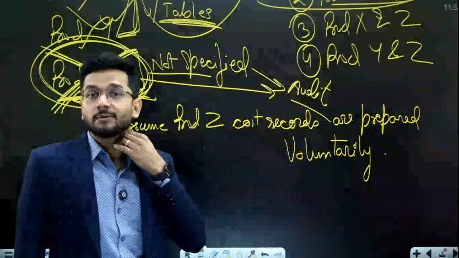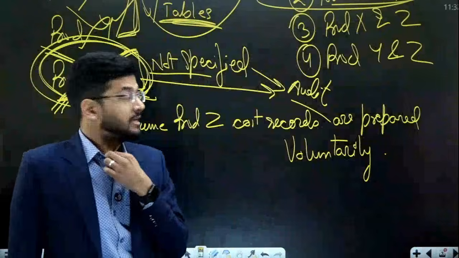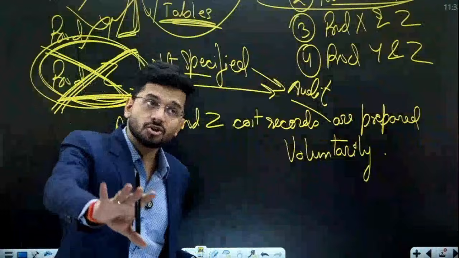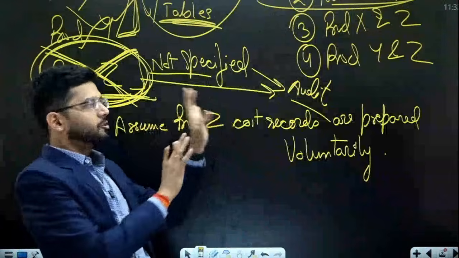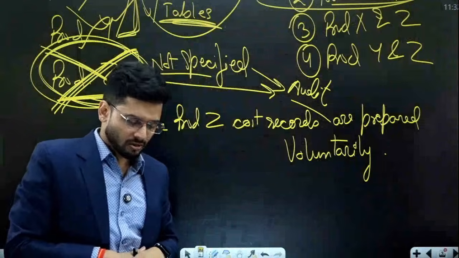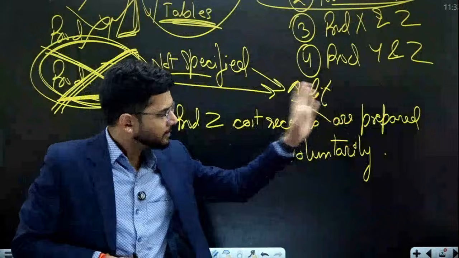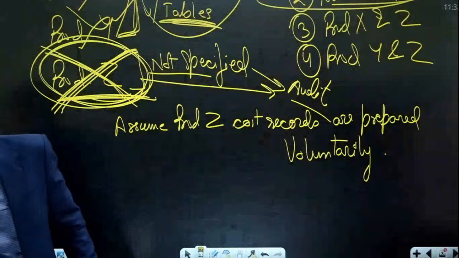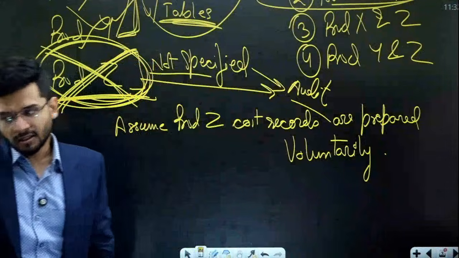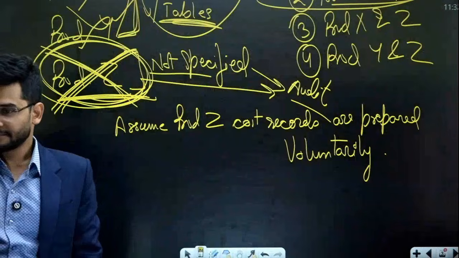There is no mandatory requirement as per law. But they produce their cost records voluntarily. They say that okay, we want our cost records. They produce product Z, and for product Z also they produce the cost records. So they prepare the cost records voluntarily. Now tell me whether cost audit is applicable or not. Your earlier answer was no. Now what is your answer?